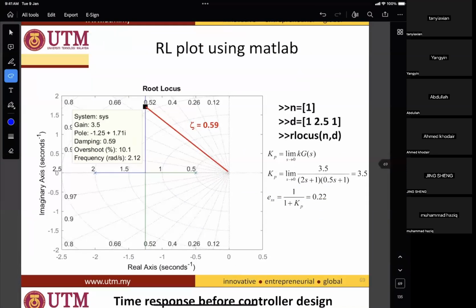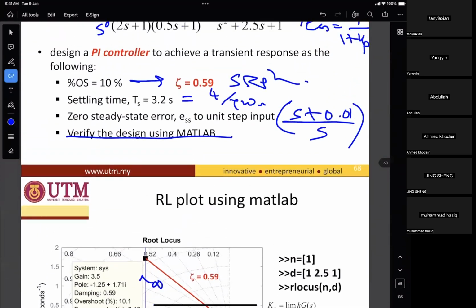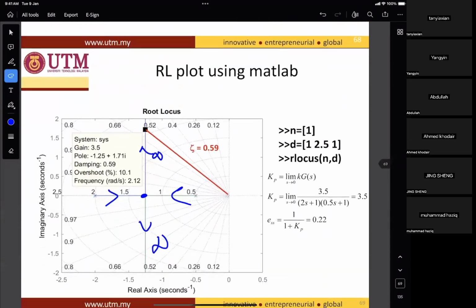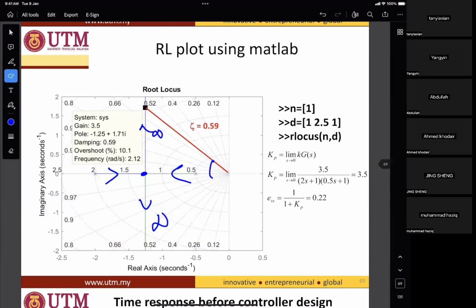So this is the plot, two root locus paths. Start from -2 and 0.5, minus 0.5. And we have a breakaway point there. Ended at infinity, ended at infinity. So 0.59 will give you the angle. What is the angle value here?